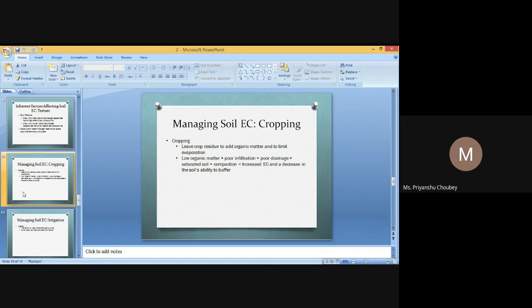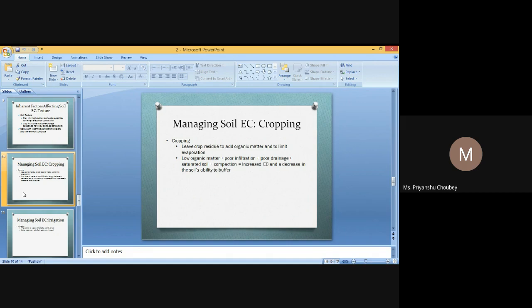The exchangeable sodium percentage is also important here. The exchangeable sodium percentage corresponds to the amount of adsorbed sodium compared to the cation exchange capacity, and is expressed like this: exchangeable sodium percentage is equal to exchangeable sodium times 100 divided by cation exchange capacity.